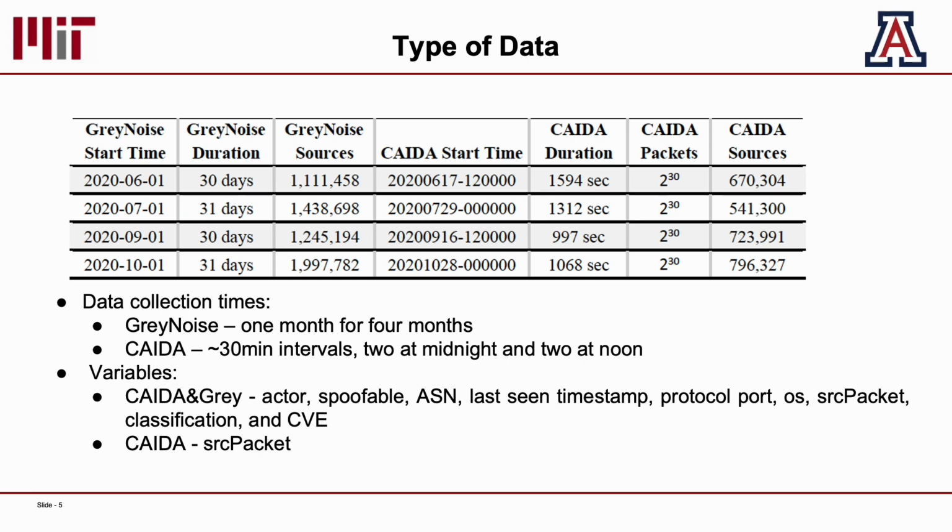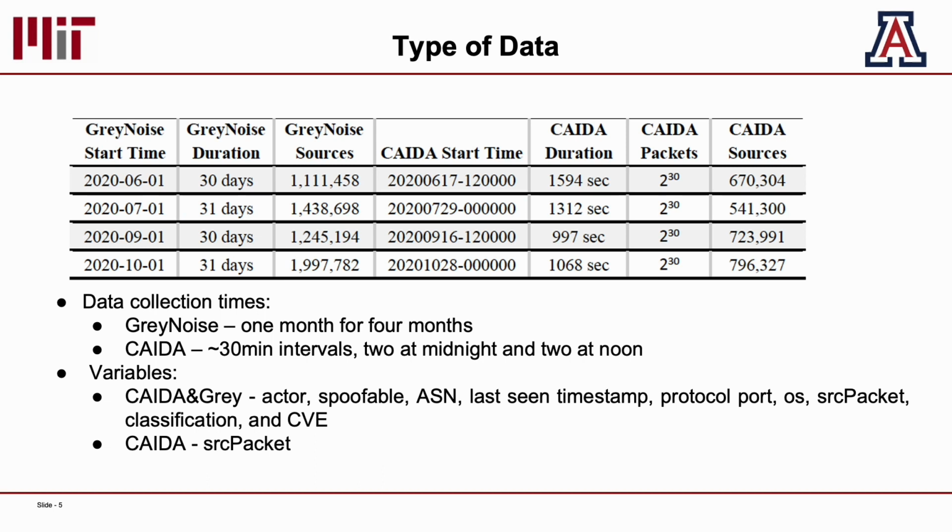Previous work has shown that 70% of the highest frequency sources in CAIDA are also seen in GreyNoise. Let us point out that there are 9 distinct values from the cross-correlated data of CAIDA and GreyNoise, which include actor, the participant sending packets over the network; spoofable, which is a binary variable that identifies whether the source IP has failed to complete a full connection; ASN; last seen timestamp as seen by GreyNoise; protocol port, which are the network ports associated with communication from the source IP; and the operating system associated with the source IP.